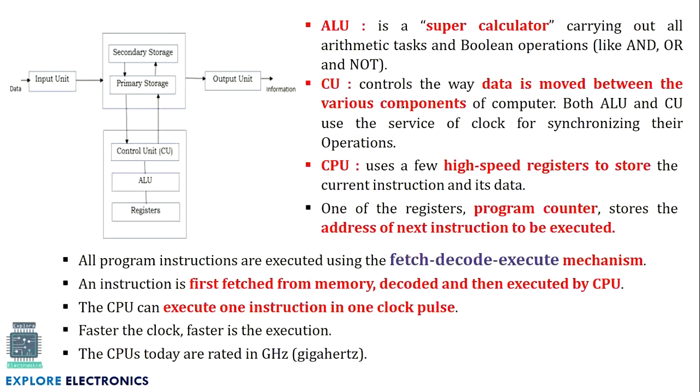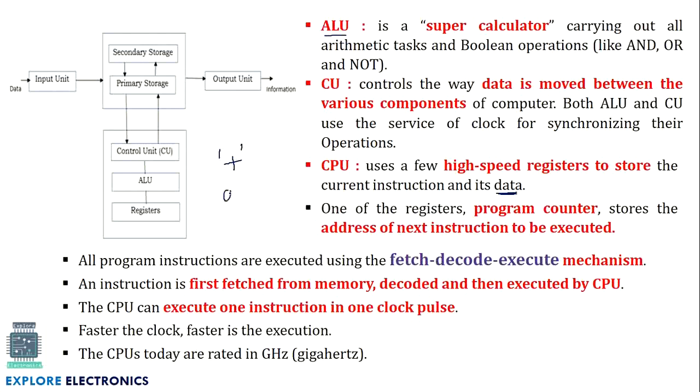You can observe here there is an explanation given. ALU is a super calculator. It will do these operations. And CU controls the way data moves between the various components. The CPU uses high speed registers to store the current instruction and the data. Whatever process the ALU or CPU is going to do will have instructions, meaning we write the program, those instructions will be coded, and that will be understood by the CPU. And also data, meaning whatever values we give. Suppose if you want to add, we will be using the plus sign, right?